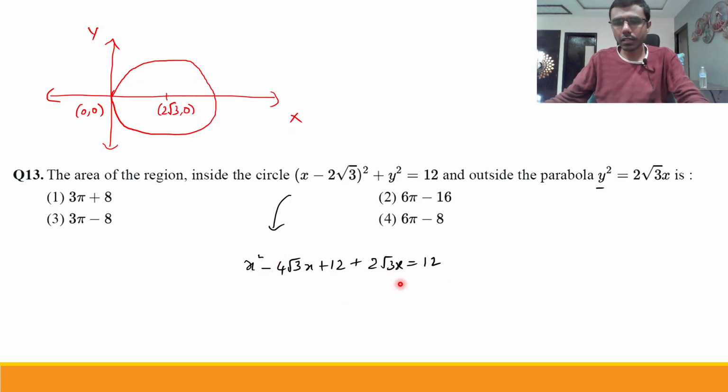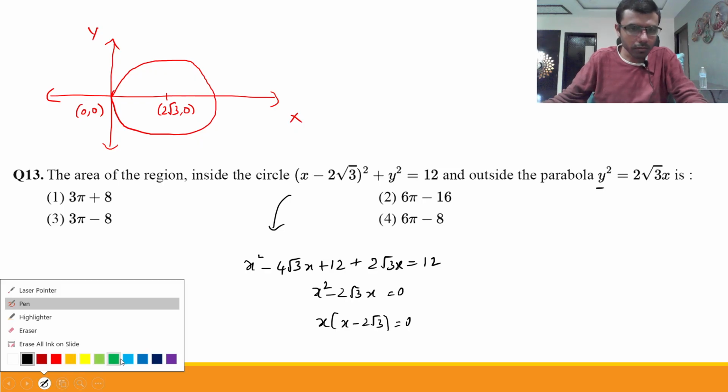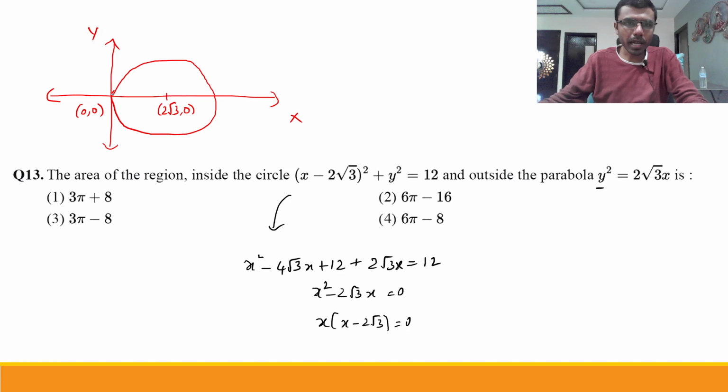So x square minus 2 root 3x equal to 0. So it means x into x minus 2 root 3 is equal to 0. So definitely, parabola touches at x equal to 0 and x equal to 2 root 3. And straight away, okay, let me use some other color so that it will look good. So the parabola, it meets somewhere here and it goes like this and somewhere like this.